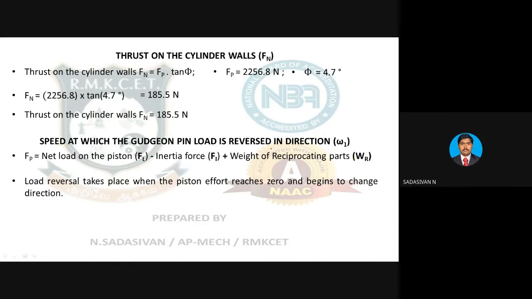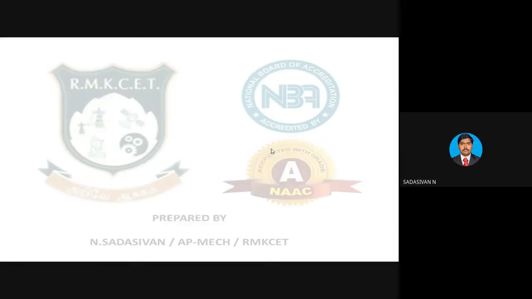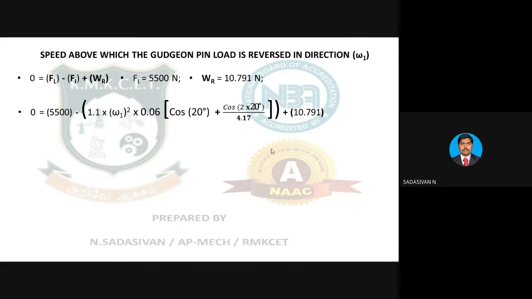Why are we telling speed at which gudgeon pin load is reversed? What does speed have to do with inertia? You look into the formula of inertia and you will understand. This could be done by equating Fp to 0 and finding the value of omega. So what is the formula for inertia force? We will look into it, one minute. Load on the piston is 5,500. This is the formula for inertia force.